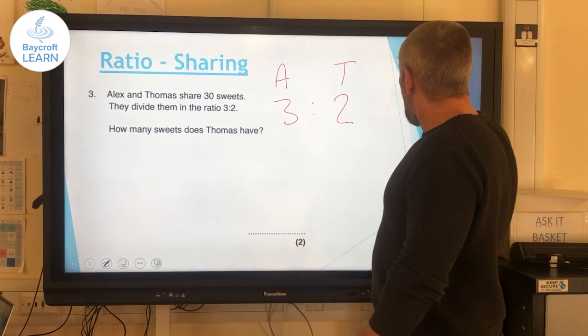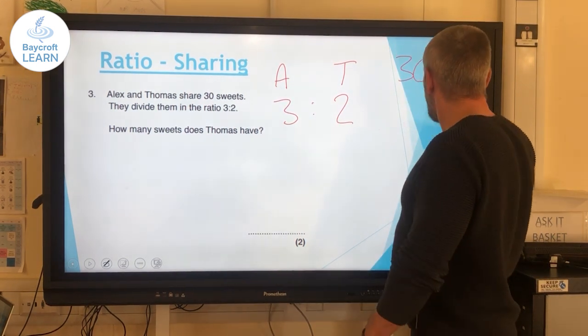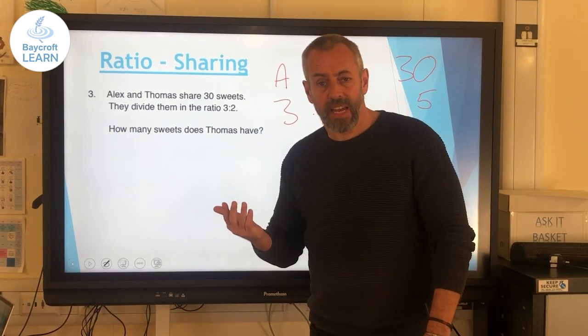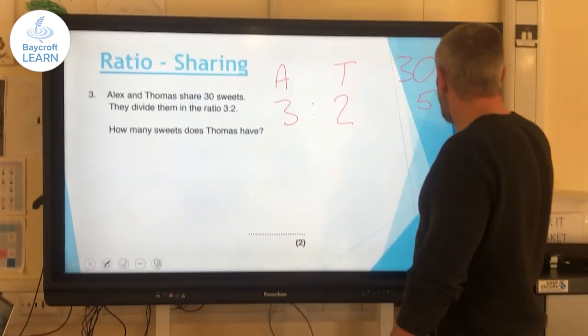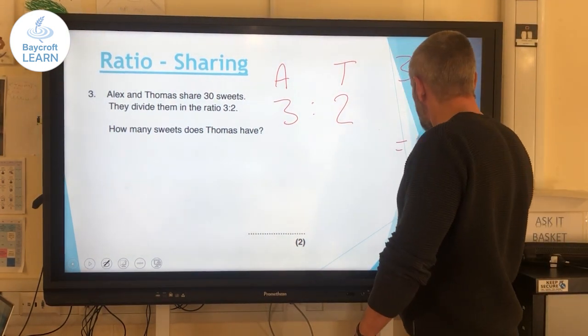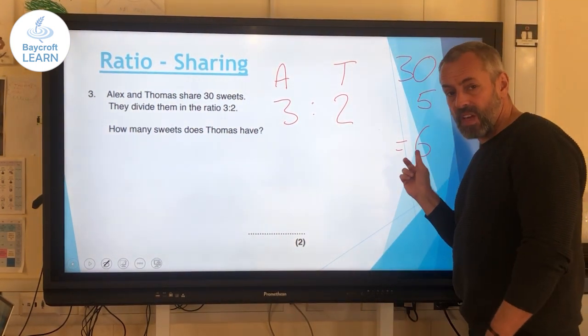So, we've got how many shares? 5. We now need to decide how much each share is worth. 30 divided by 5, which gives us 6. Each share is worth 6.